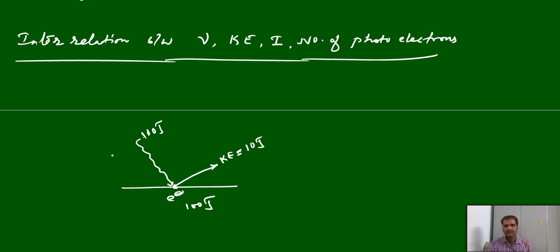Now what I will do? Now I will incident another photon. Now it is not 110 joules, now with 120 joules. Then what happens to the kinetic energy? 20 joules. Or I'll incident with some 250 joules. What about the kinetic energy? 150 joules, right?